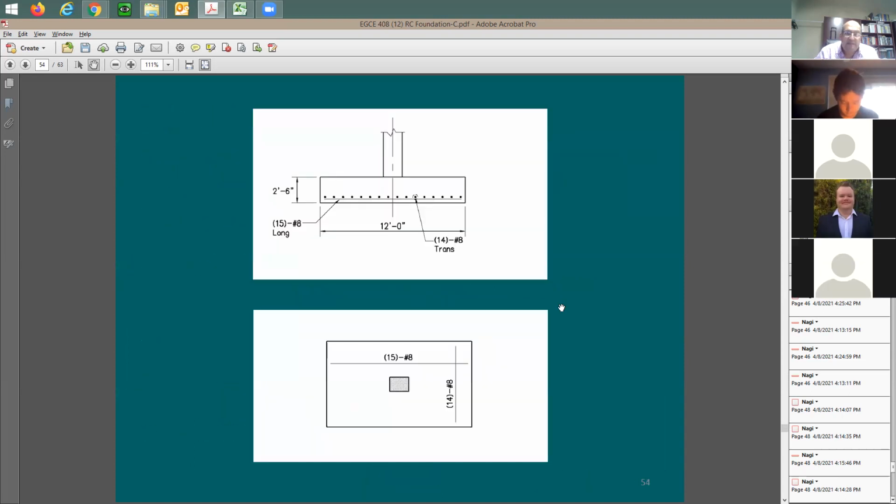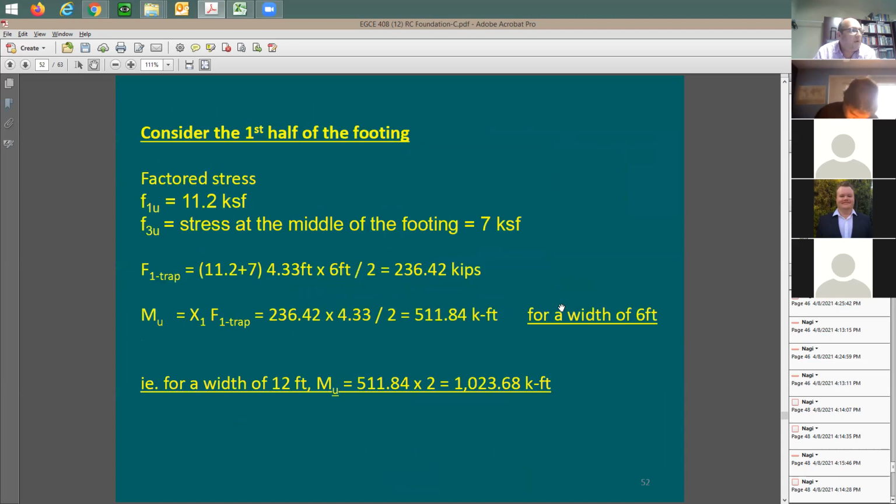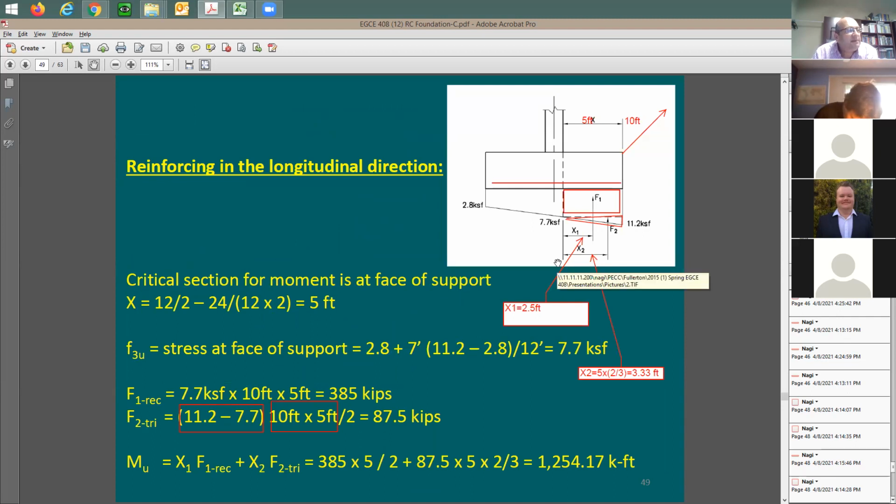Professor, I had a question. Yes. On the stress at face of support when we were doing the longitudinal direction. Okay, let me get to it. Yeah, here. How can we use 7 feet instead of 5 feet? Where's the 7 feet? Right below, it says 2.8 plus 7 feet times 11.2 minus 2.8 over 12. This one or this one? Up one more, that one. Yeah. So how come we're multiplying by 7 feet, not 5 feet? This one here? Yeah. Correct.